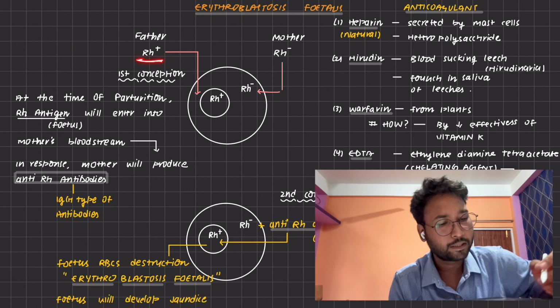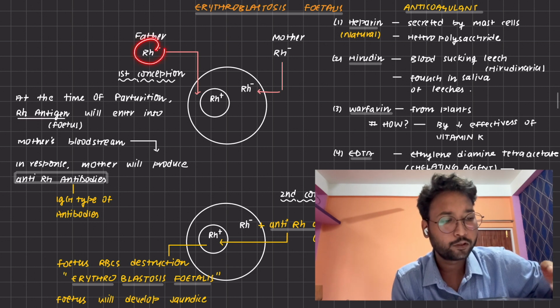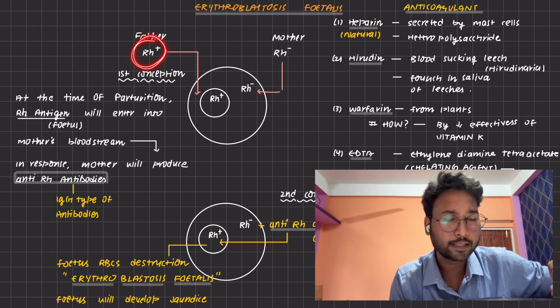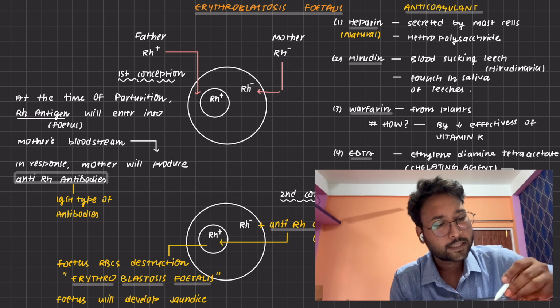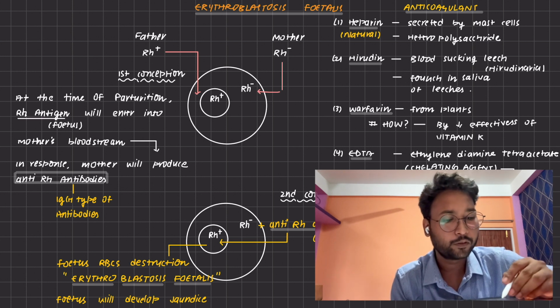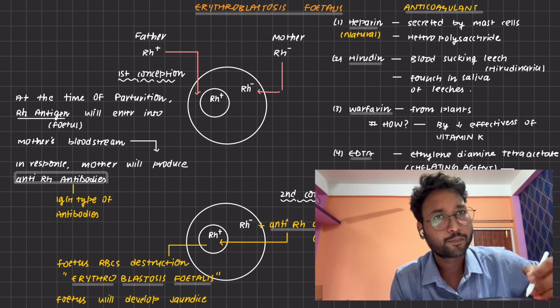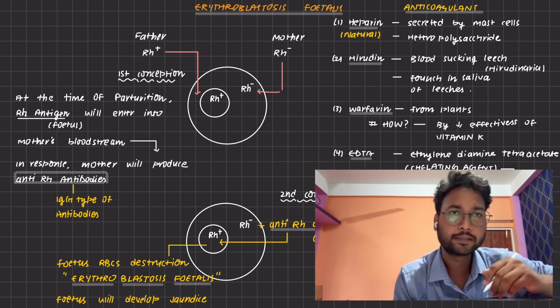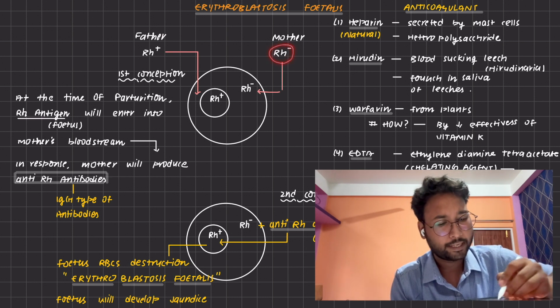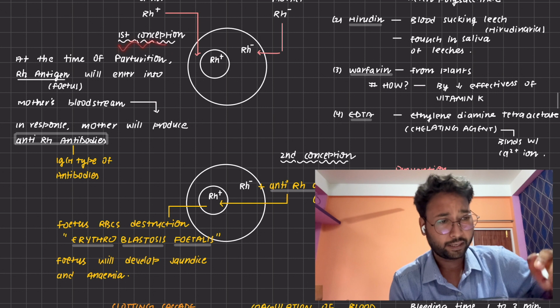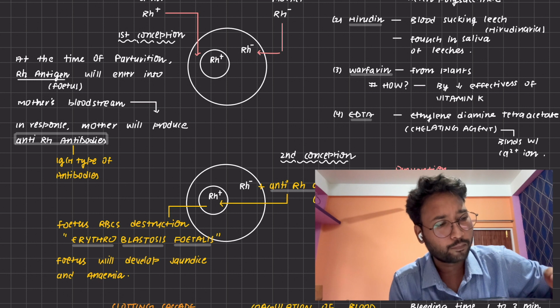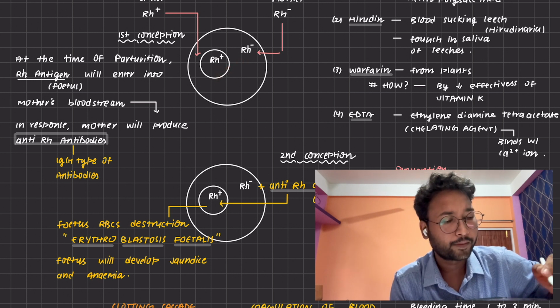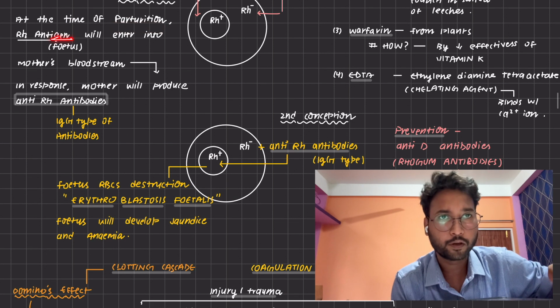In the first conception, the mother has Rh negative blood group, and I am supposing that the fetus has Rh positive blood group, right? At the time of parturition, Rh antigen from the fetus will enter the mother's bloodstream, and in response, the mother will produce anti-Rh antibodies. I should tell you that anti-Rh antibodies are IgG type, so they can easily cross the placenta.